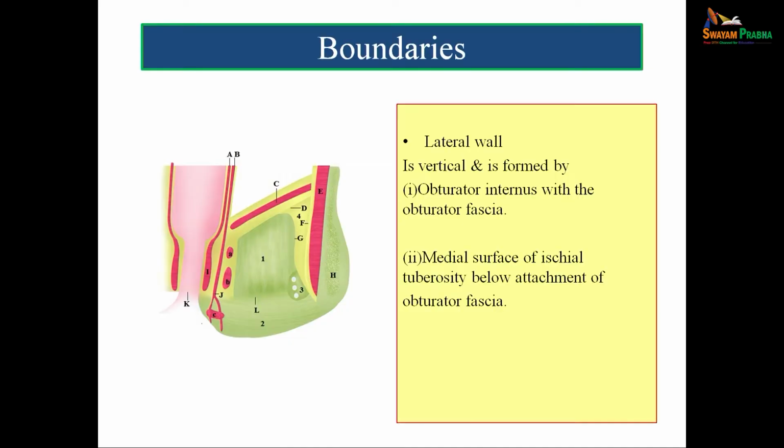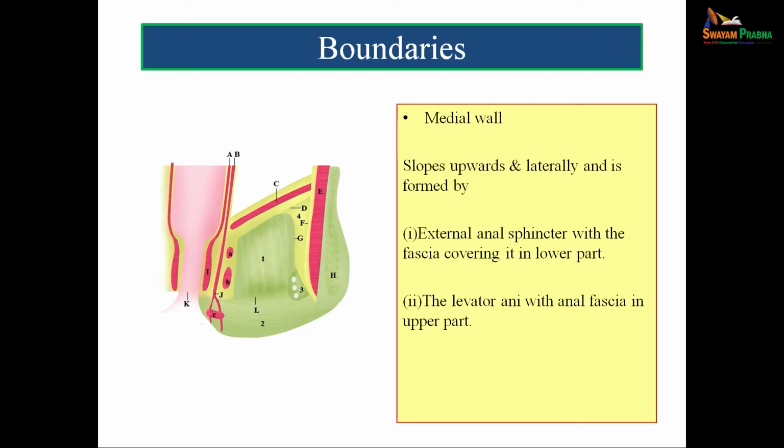In this figure you see that E represents the obturator internus, and the portion lying below it, the green colored portion below the red colored portion, marked by H, represents the ischial tuberosity. Now we come to the medial wall. I told you the medial wall is oblique. It slopes upwards and laterally, and where the lateral and medial walls meet, that point is the apex.